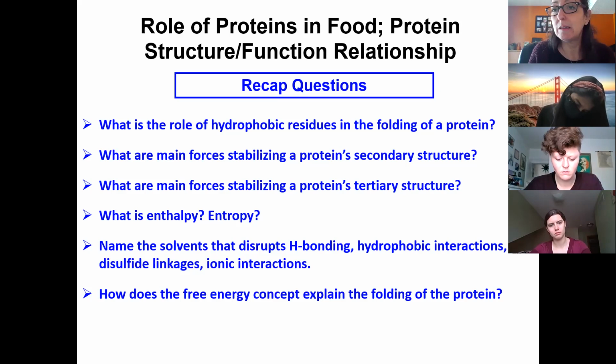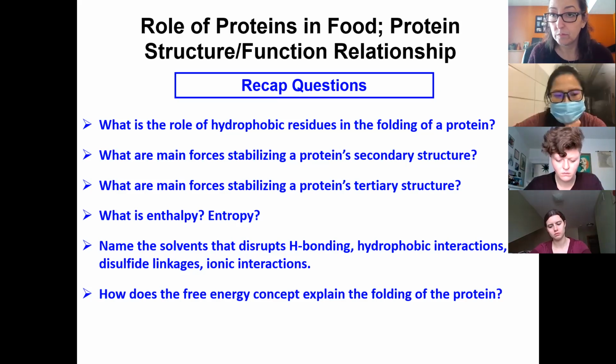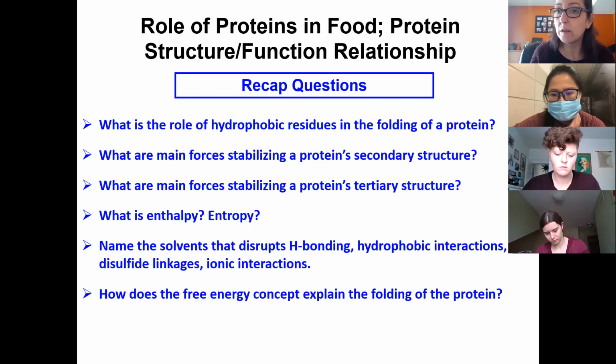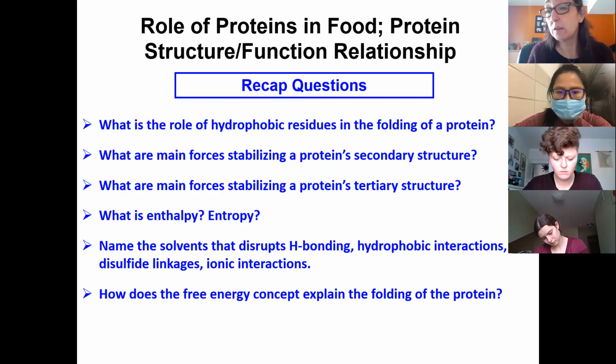Okay, what breaks disulfide linkages? Mercaptoethanol or a reducing agent. Yes, which is a reducing agent. So you can add beta-mercaptoethanol, DTT, sulfides, sometimes even cysteine, just the amino acid cysteine, can act as a reducing agent.